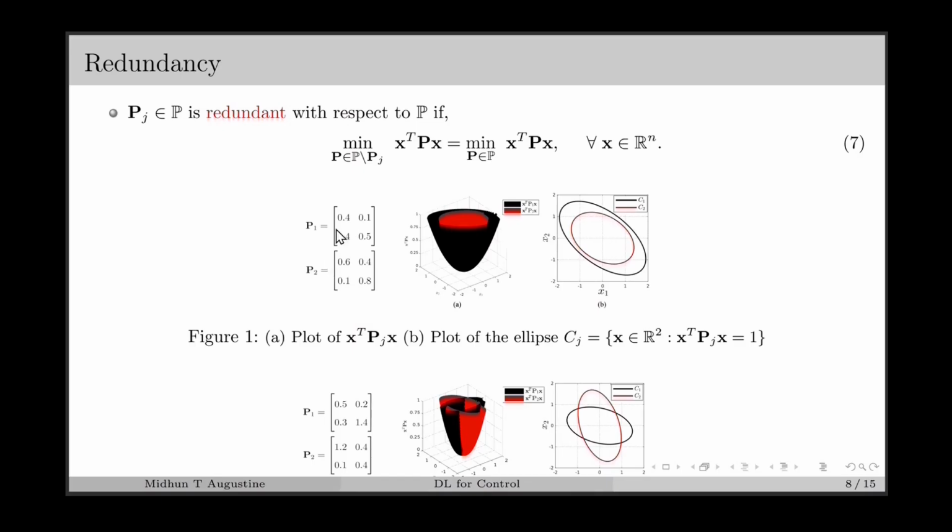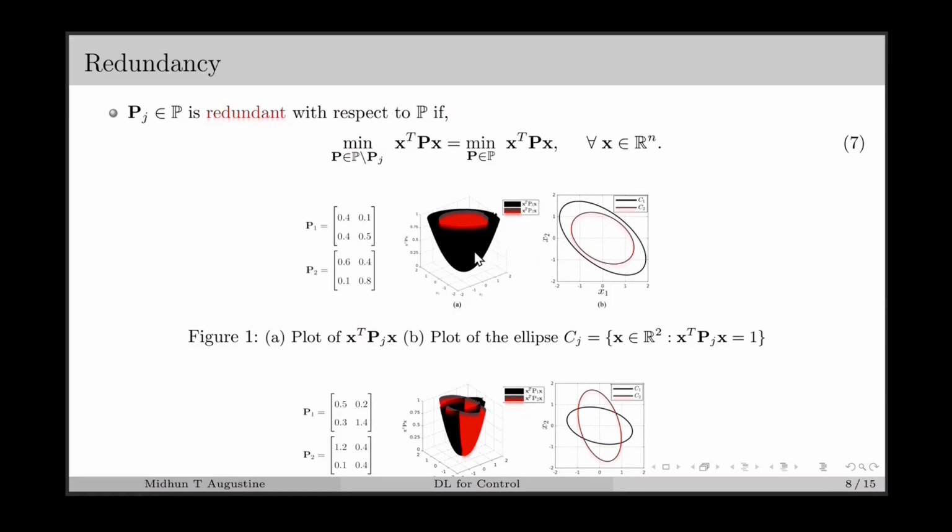For P1, the cost can be plotted in black color in this figure. We have plotted x transpose P1 x, where x1 is taken along the x-axis, x2 along the y-axis, and x transpose Px along the z-axis. Similarly, for P2, we have plotted the cost x transpose P2 x in red color. And here we have the plot of the ellipse which is obtained by x transpose Pj x equal to 1. And this curve can be obtained by taking the intersection of this surface with a plane parallel to the xy plane for which the z coordinate is constant.